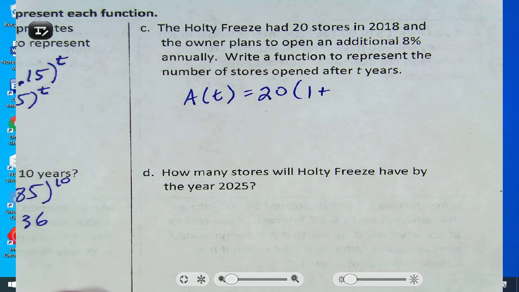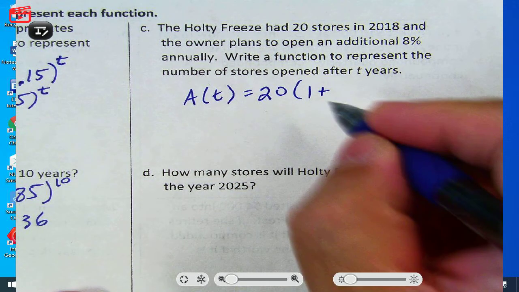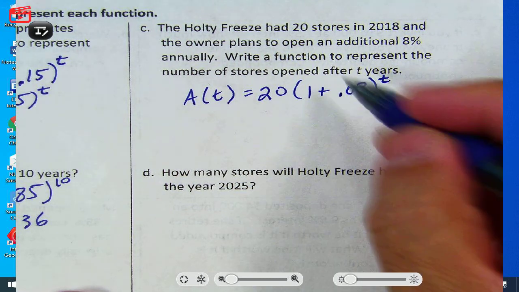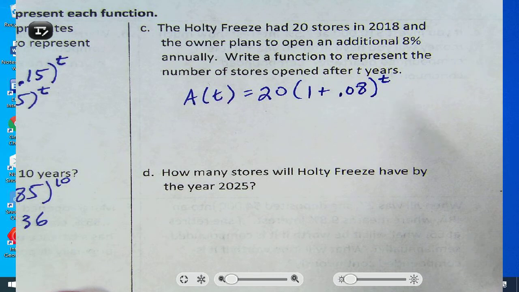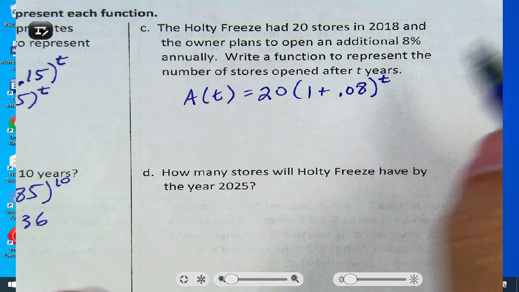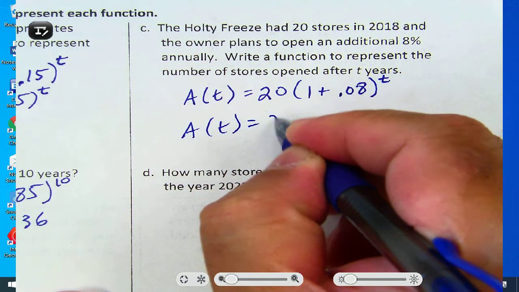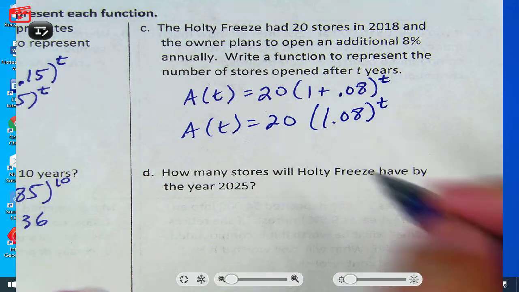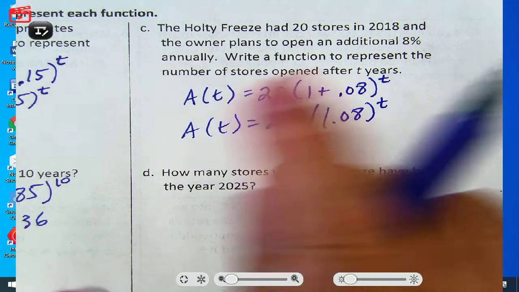And what's the rate? 8%. Let's write that as a decimal. 0.08 is 8%. That's right. And then we put a t up there as an exponent. So that's the answer to C. When it says write a function to represent the number of stores open after t years, if you give me 20 times 1.08 to the t, that's perfectly fine. Either one of those is fine with me.